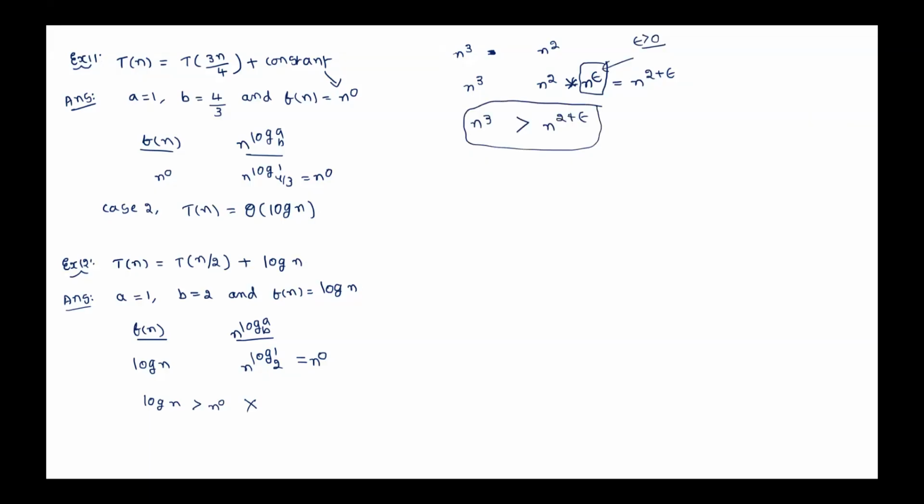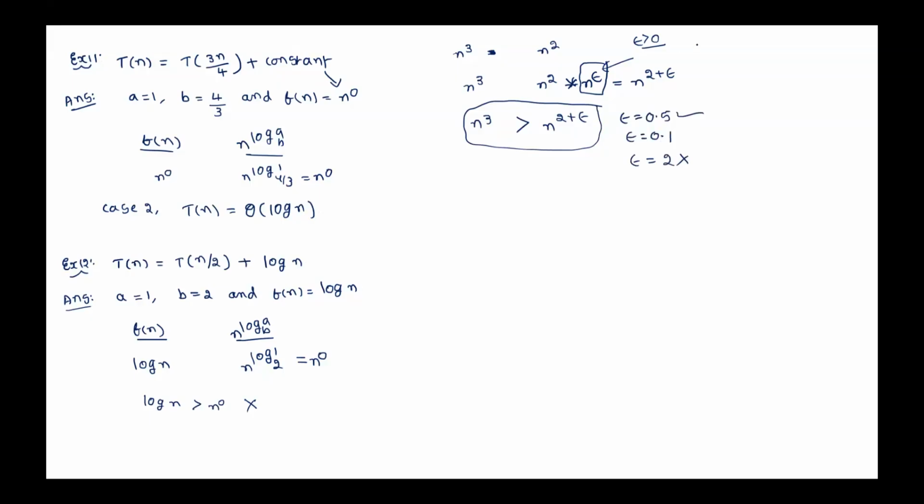Is it possible to give some epsilon value here? You can give many, 0.5, you can give 0.1, any value. But epsilon equal to 2 is not correct. One value, if we give, that is enough. Is that clear?